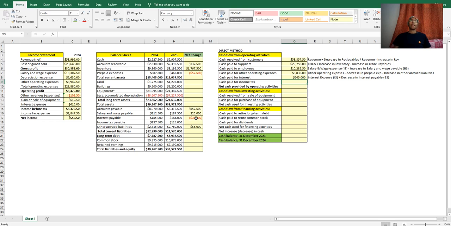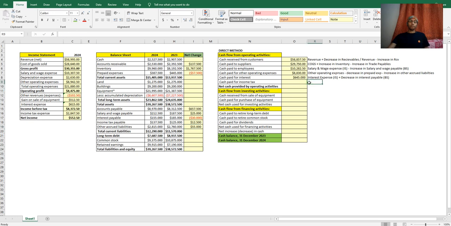645. Now cash paid for income tax. Cash paid for income tax. This is tax expense adjusted for tax payable. First we find out the tax payable. Has it increased or decreased? So this is 137 minus 125. It has increased. So less cash has gone out than what is mentioned in the income statement.